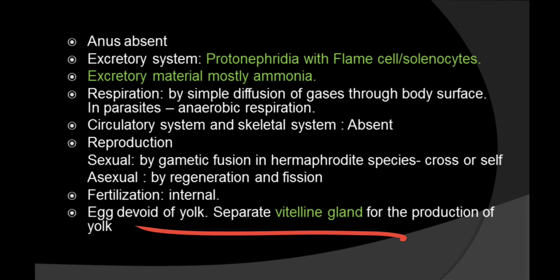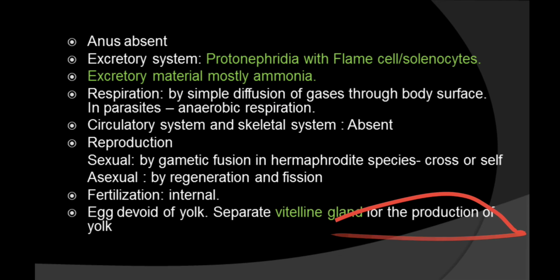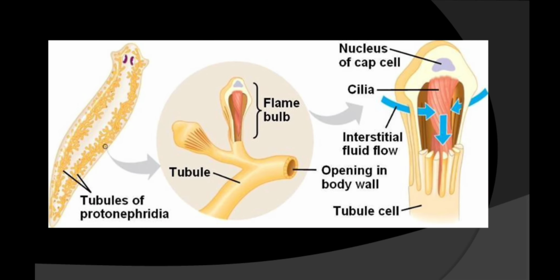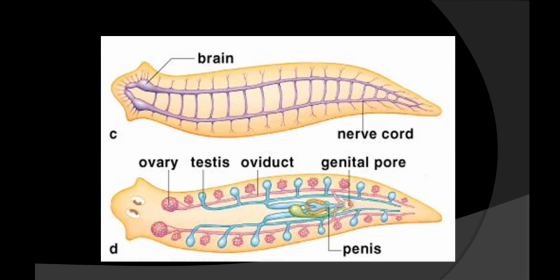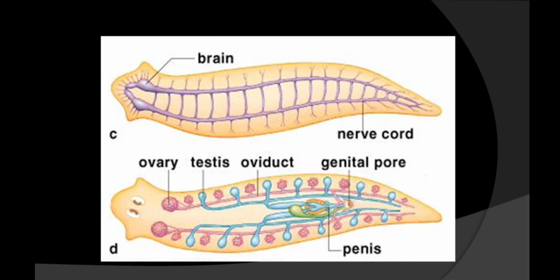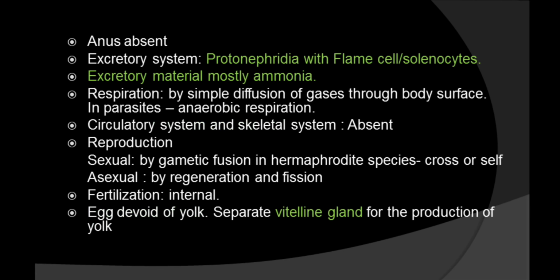As I have told you again and again, whatever is written in green, please focus on that. That is important from the examination point of view. So the egg is devoid of yolk, and there is a separate vitelline gland for the production of yolk. Let's see the vitelline gland as well. Sorry, in the next lecture I'll show you. Right now I don't have that image.